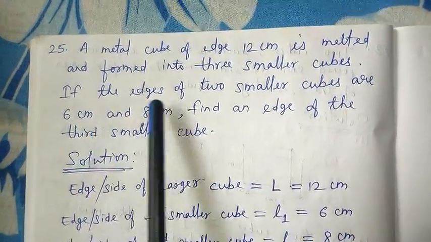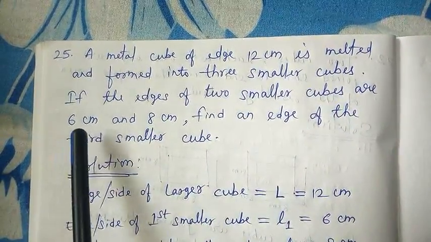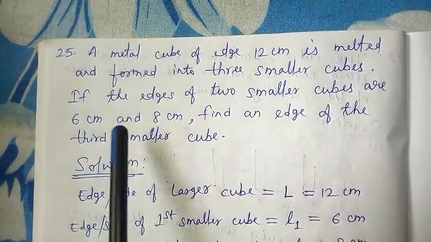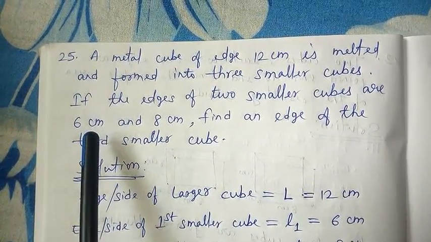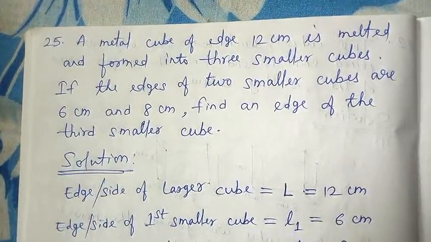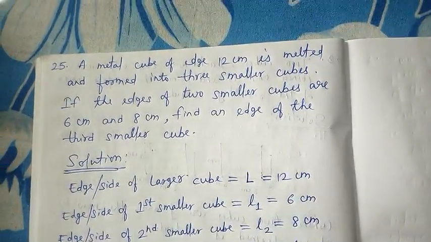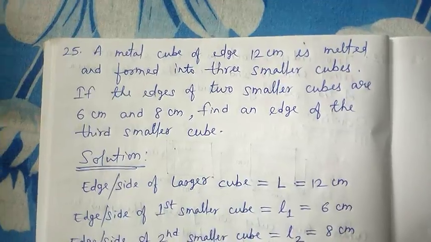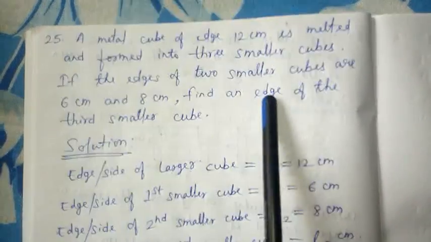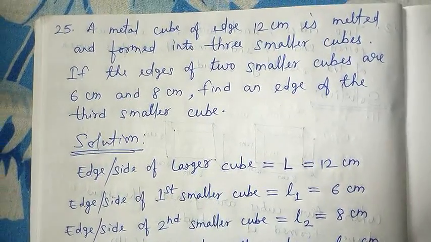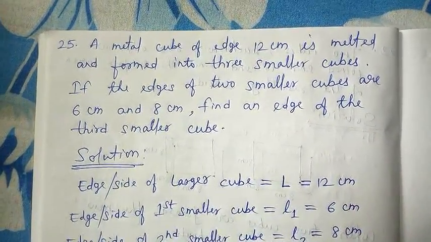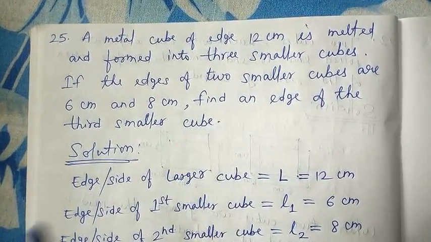If the edges of 2 smaller cubes are 6 centimeter and 8 centimeter, so in those 3 cubes, the lengths of the sides of 2 smaller cubes are given. One is 6 centimeter, the other is 8 centimeter. That means those 3 small cubes are not equal, they are different in size. Two of them have been given, so you have to find the edge of the third smaller cube.